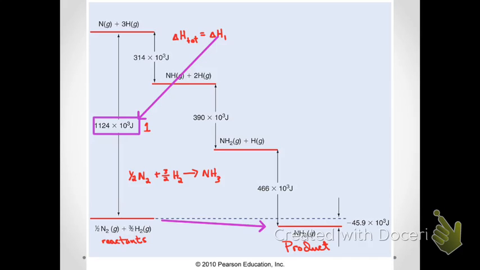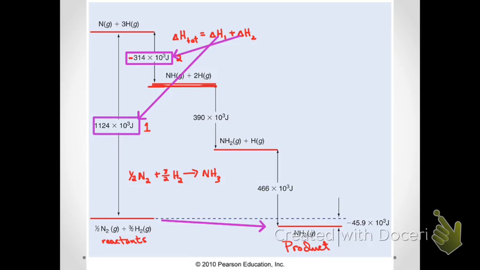That's step 1. Then for step 2, we have the combination of nitrogen with one hydrogen, which corresponds to the formation of a bond, and this is indicated here as negative because you'll note that the product of step 2 is lower in energy than we started out with, so energy is released in that step.